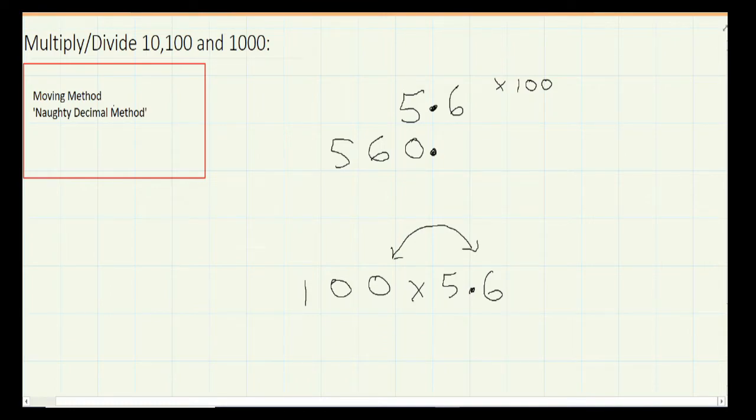So I would switch them round, and I would actually do 5.6 times 100. So I'd do 5.6 like this, 2 places bigger, and you get 560. So 5.6 times 100 is the same as 100 times 5.6. You can do it either way.